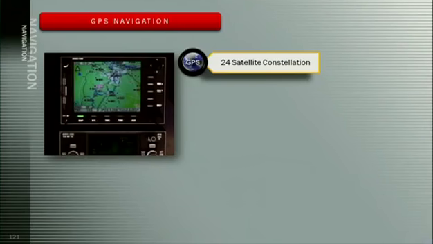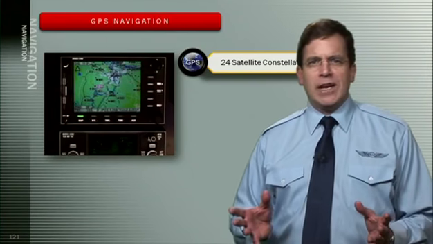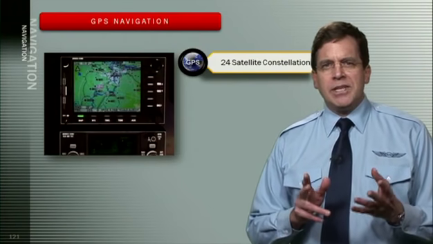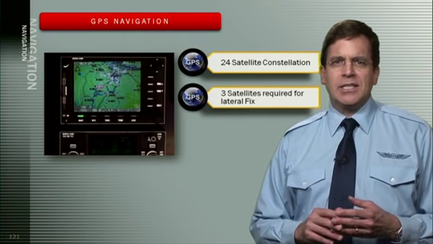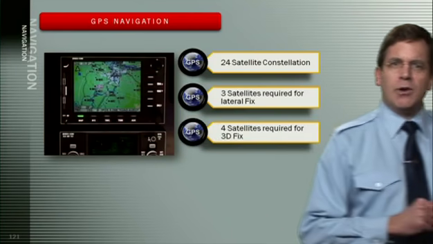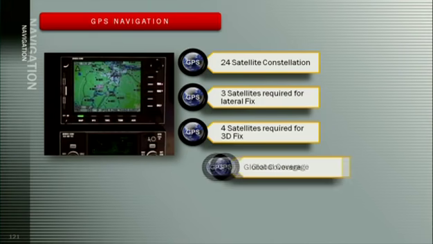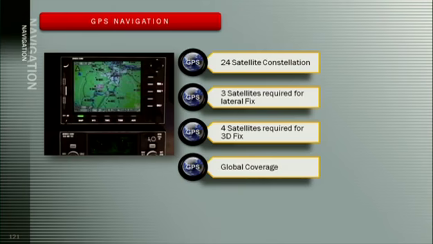The GPS satellite constellation provides a lateral fix with reception of at least 3 satellites. However, reception of at least 4 satellites is required to obtain an accurate 3D navigational fix. The signal strength must be at or above an approved acceptable level before determining a position. GPS accuracy and reception is provided globally.